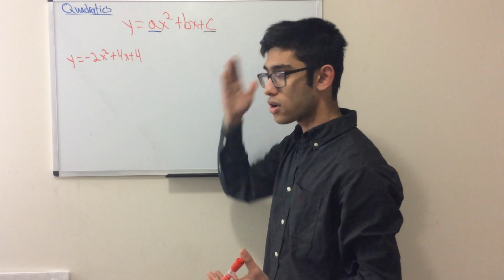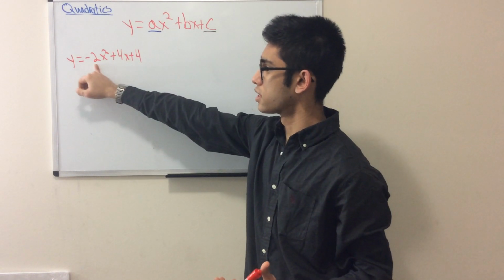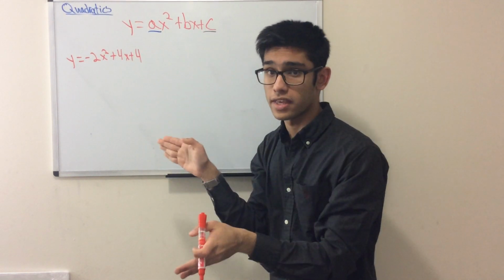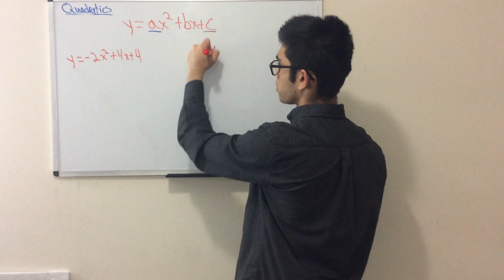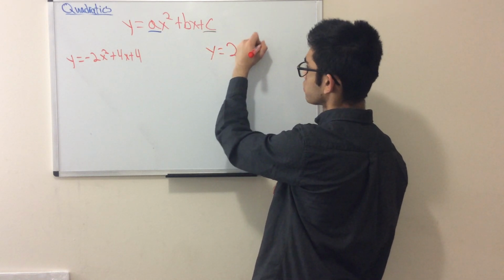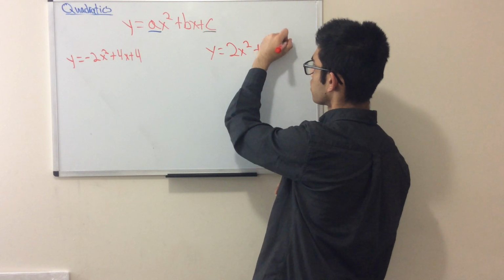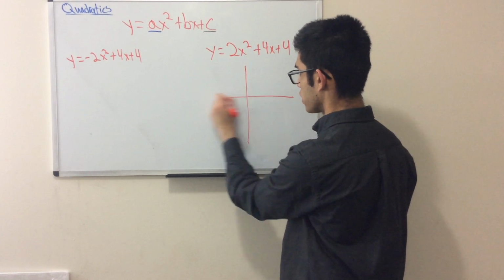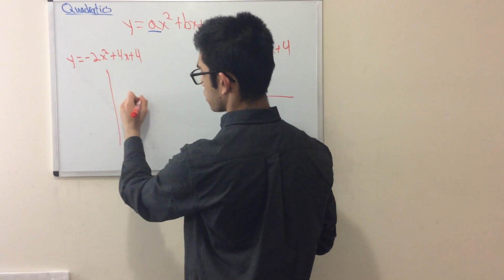So what I want to talk about here is what the a value does. So I'm going to write another equation on this side. What I'm going to do is change the a value, alright? So y equals, let's say 2x squared this time, plus 4x plus 4. So we're going to draw a grid here, as well as a grid here.